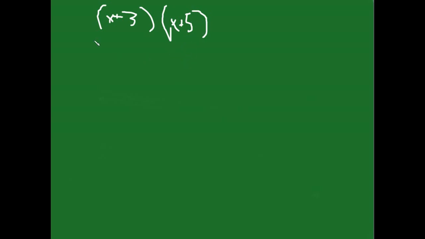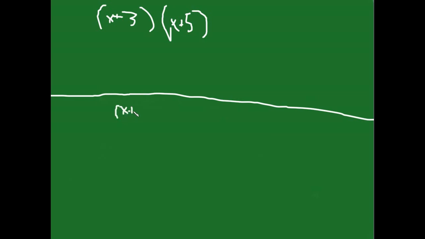This problem right here. And the way to do this is, let me draw a little line through this paper for the work. x plus 3 times x plus 5. And so in algebra, there's this, well, not really a property, it's kind of just a rule, and it's called FOIL.